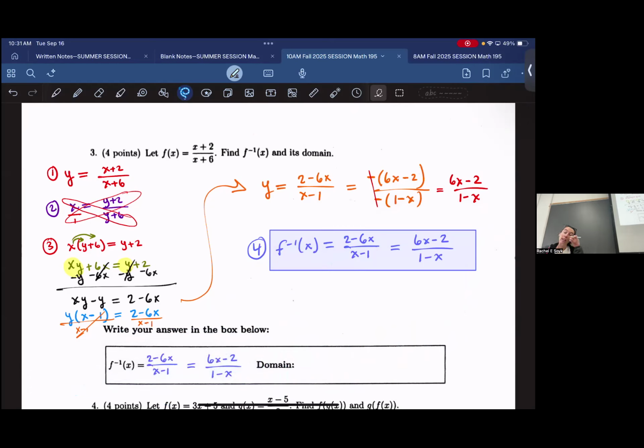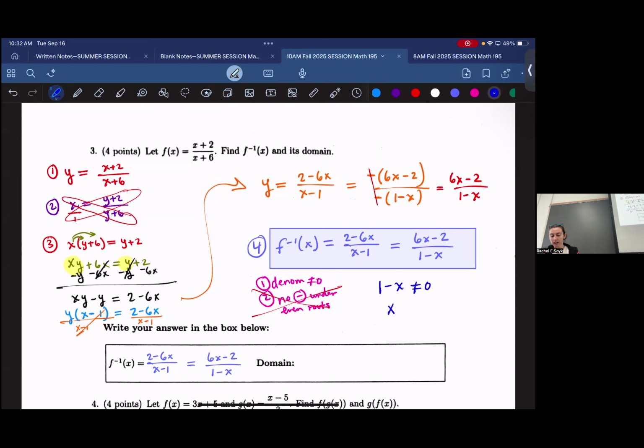And finding the domain of any function, we have those two conditions. Denominator can't be equal to 0 and no negative number under even roots, which doesn't apply here because we have no radicals, but we do have a fraction. So we want to set 1 minus x to not be equal to 0, which tells us that x can't be equal to 1. This is our only restriction.